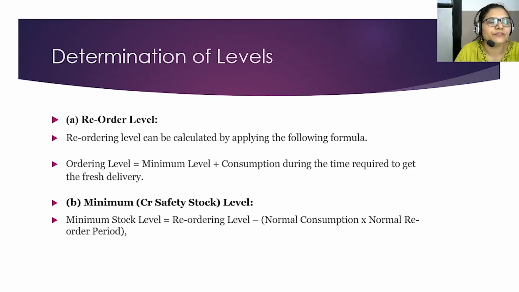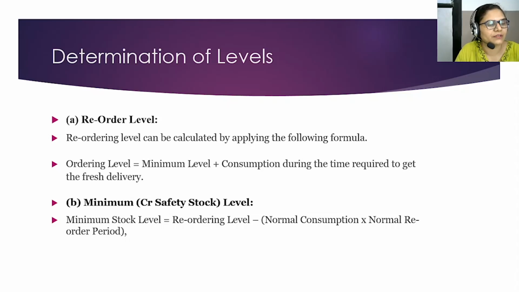It is a point at which the stock of a particular material in store approaches, the storekeeper should initiate the purchase requisition for fresh supplies of that material. This level is fixed somewhere between the maximum level and minimum level, in such a way that the difference of quantity of materials between the reordering level and the minimum level will be sufficient to meet the requirements of the production up to the time the fresh supply of material is received. The formula for calculating reorder level: ordering level is equal to minimum level plus consumption during the time required to get the fresh delivery.